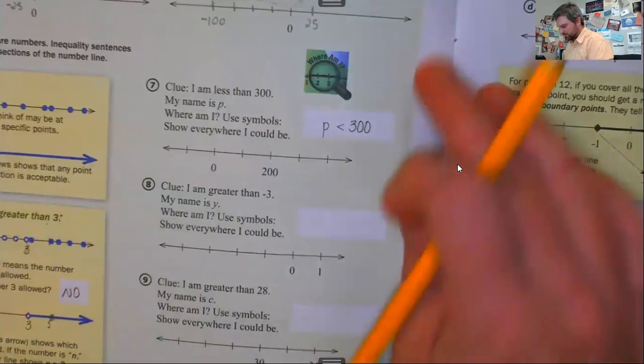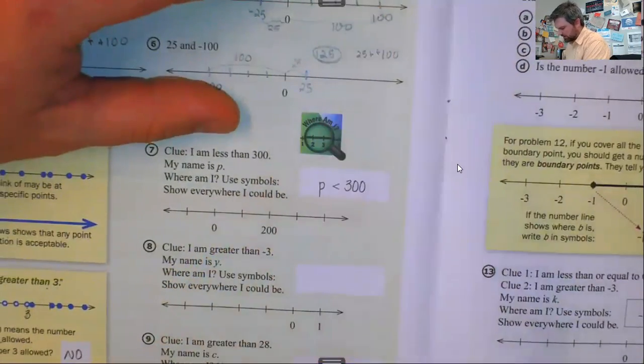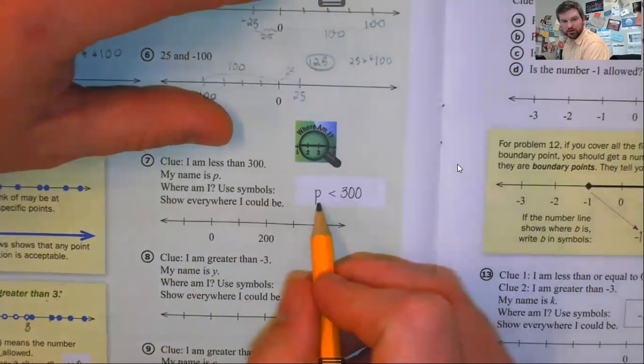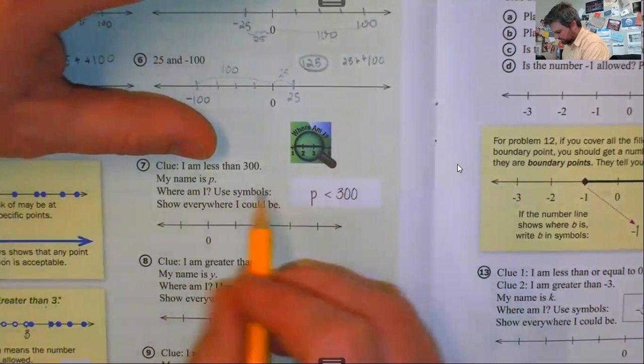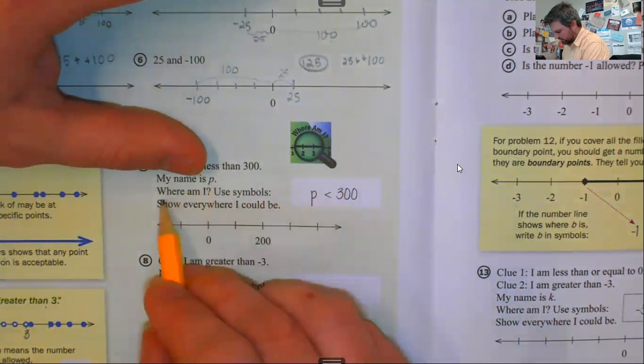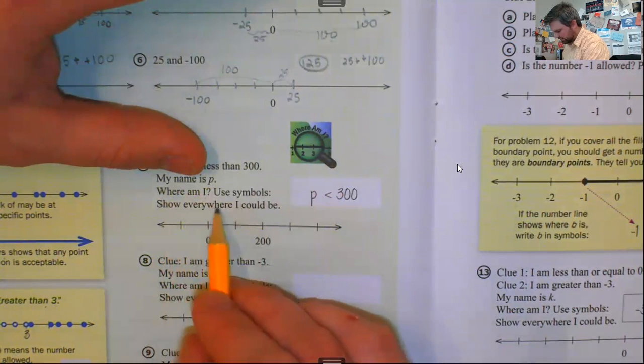All right, let's try number 7 here. Where am I? They're going to give me some clues, and I have to figure out where it is. Clue: I am less than 300. My name is P. Where am I? Use symbols, show everywhere I could be.